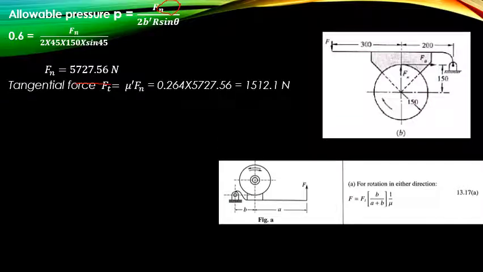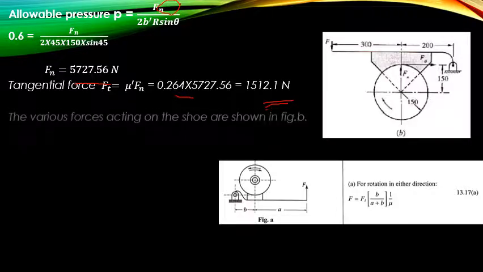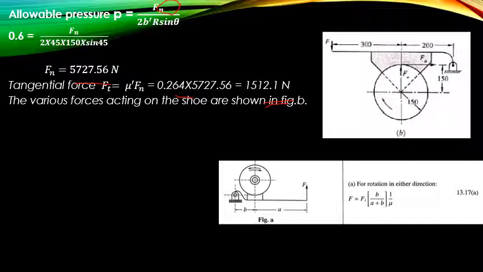Once we find the normal force, we can find the tangential force, because the tangential force is given by the coefficient of friction into the normal force. Here the coefficient of friction will be mu dash. So substituting the value of mu dash, we get 0.264 into the value of the normal force. We get the value of the tangential force as 1512.1 newtons. Now the various forces that are acting on the shoe are shown in the figure.